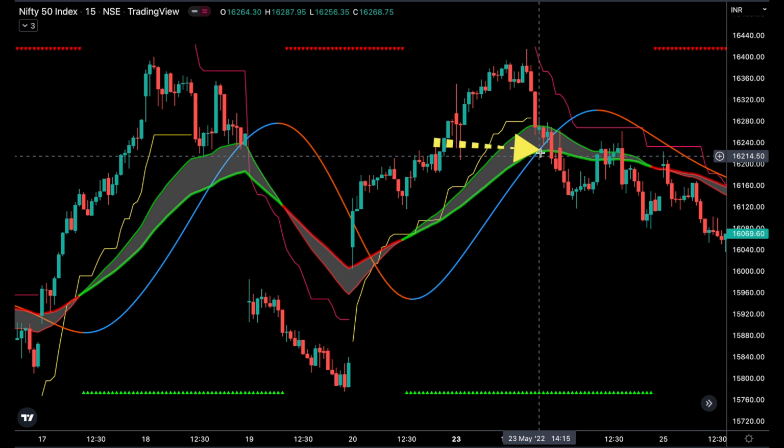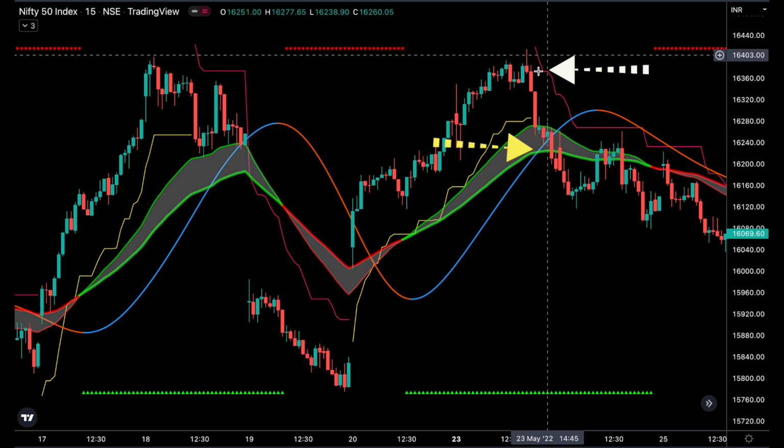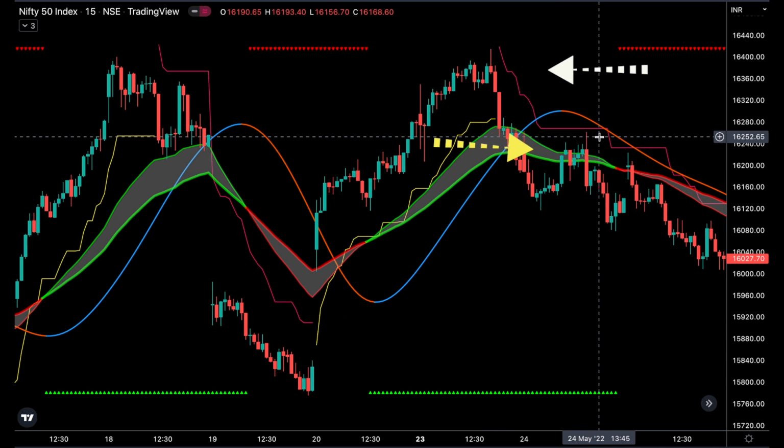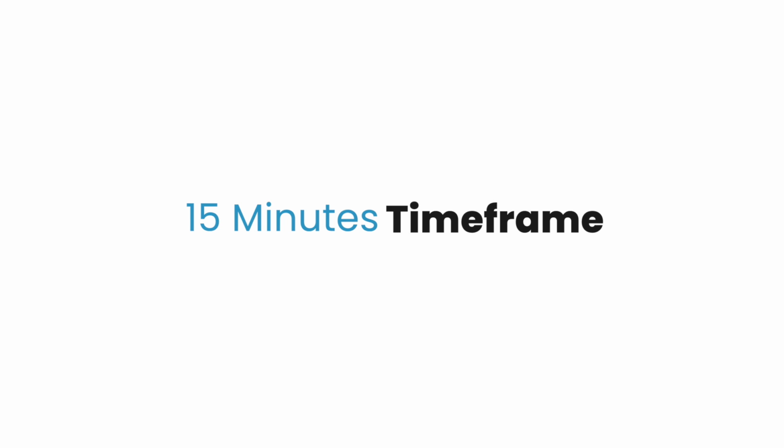Here we got a sell signal right here. This is where the super trend level was, and again the super trend helped us lock in the profit by trailing the stop loss. So this is the second way we can work with this strategy. The time frame I've used for this particular indicator is 15 minutes.